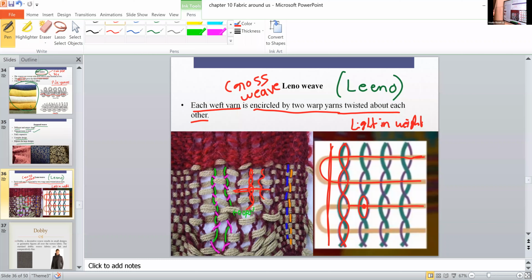The next is Leno weave. Leno weave is also called crow's weave. Here the two warp yarns are twisted and the weft yarn is encircled by this. The warp yarns are twisted and it is encircled by the weft yarns. That is called Leno weave. Due to this structure, fabrics made of Leno weave are light in weight. Is it clear? That is Leno weave.